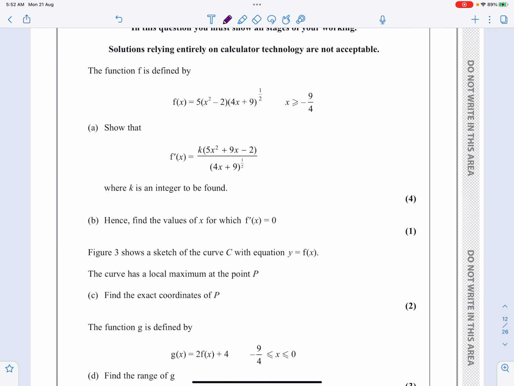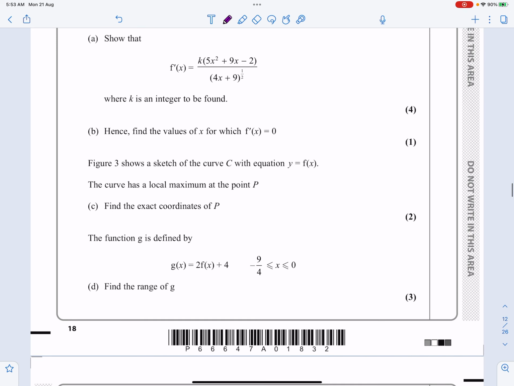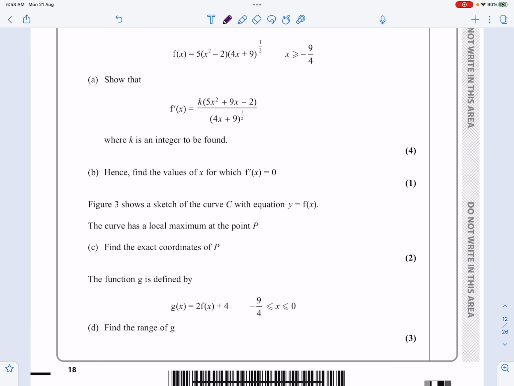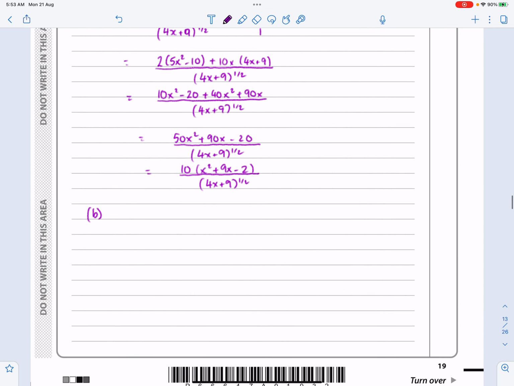What does B say? B says find the values for which f dash x equals 0, and even though they haven't said it, I understand that if f dash x equals 0, it's going to be turning points, stationary points. We're really going to be finding those 2 points there, because this is the curve for a little bit later. We haven't done that yet, but just in advance. Find the values for which f dash x equals 0, 1 mark, so just don't take any time over this at all. That was f dash x. That is my answer here.